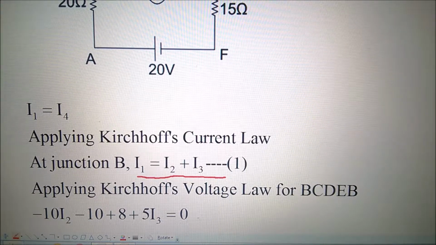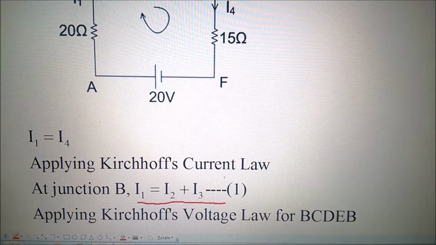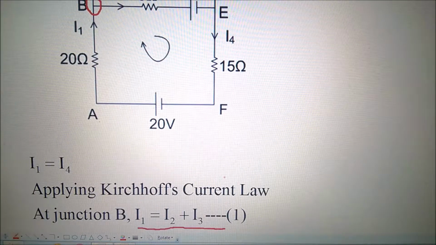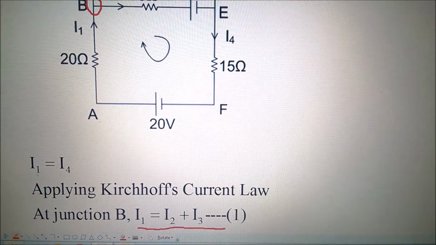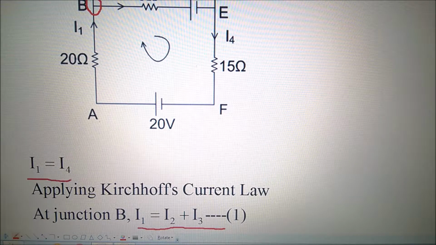Another thing is that in this circuit, I1 and I4 are the currents in the same branch. Therefore, these two currents are the same. Therefore, here I am showing I1 equal to I4.